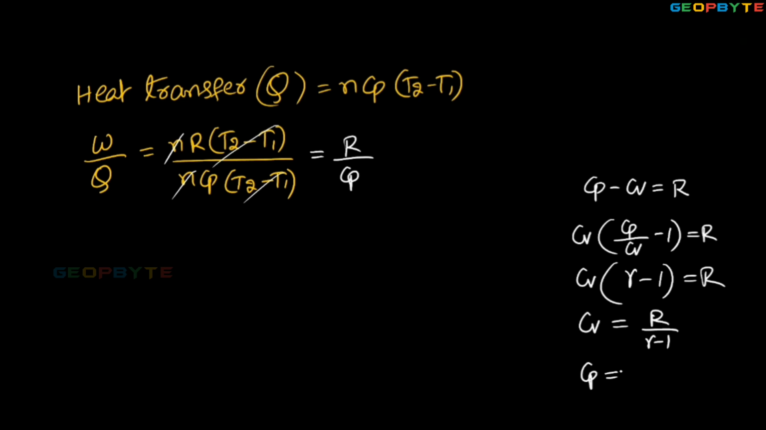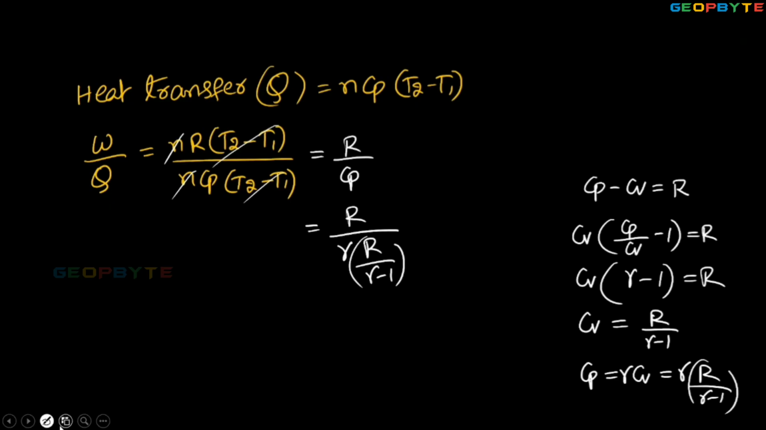Then Cp equals what? Cp equals gamma Cv, gamma into Cv, R by (gamma minus 1). Let me write that value. It is equal to R by Cp, that is R divided by gamma R by (gamma minus 1). This R is cancelled. Finally, it is equal to (gamma minus 1) by gamma.